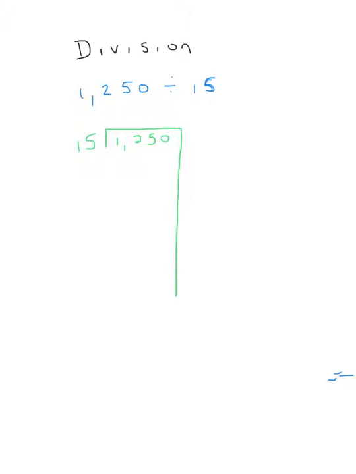Okay, so if we think about this, I know I could do 15 tens, so that's only 150. That's not very much. I would rather do, because I know 15 fours is 60, so 15 40s would be 600. So that leaves me with 650. Oh, wait a second, I could do that again. 15 40s, which is again 600.